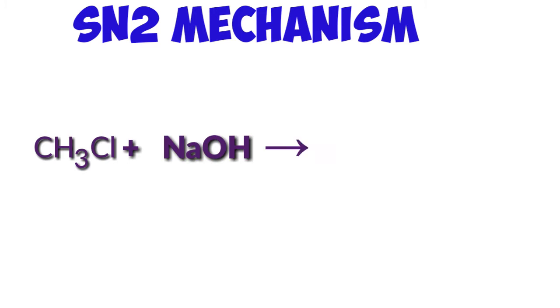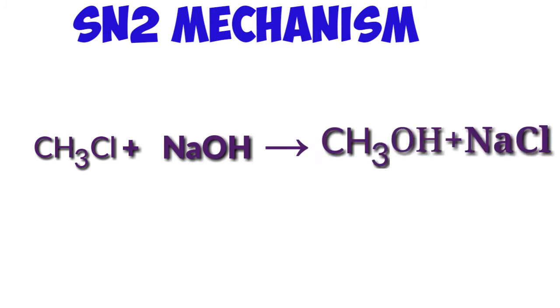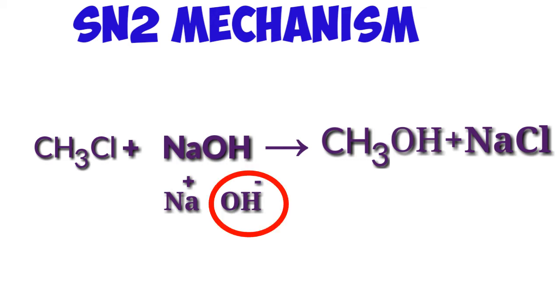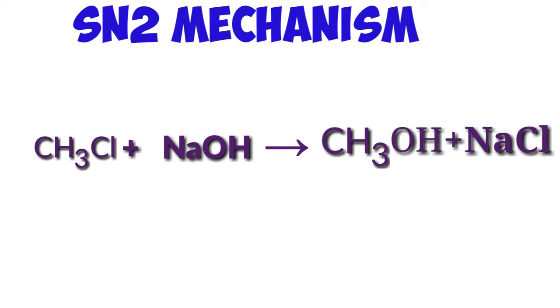We have a reaction between CH3Cl, that is methyl chloride, and sodium hydroxide to yield methanol and sodium chloride. Here sodium hydroxide is a strong base, and hydroxyl group is a nucleophile here. And this reaction follows second order kinetics. What does that mean? The rate of the reaction depends on concentration of both substrate and nucleophile. This means both alkyl halide and nucleophile are there in rate determining step. So the reaction is bimolecular.